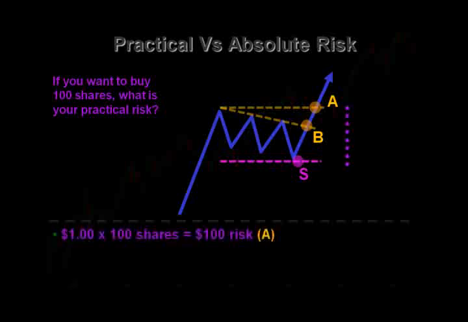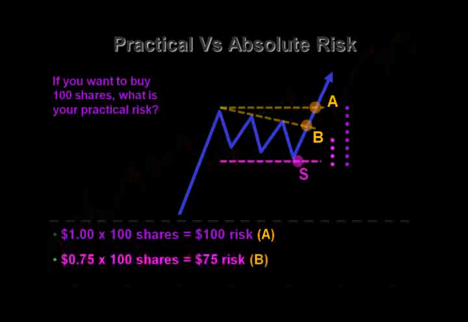But if you wanted to buy 100 shares, what would be your practical risk? Well, let's have a look. Let's just say that if you entered at A, the difference between A and your stop loss was $1. If you bought 100 shares, your practical risk would basically be $100. If you were to buy at B, let's just say the distance between B and your stop loss is only 75 cents, then 75 cents multiplied by 100 shares is $75 of practical risk. Now, this is not your absolute risk. Your absolute risk would be if the stock went to zero, but very unlikely to happen. So your practical risk with these flag patterns is very low.